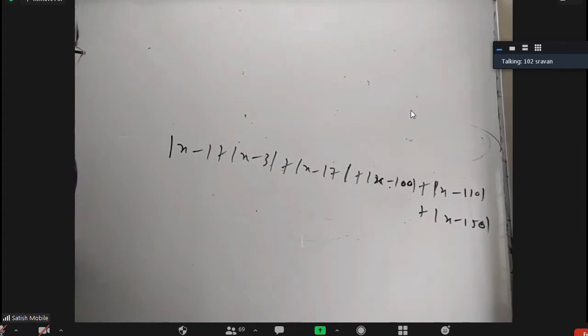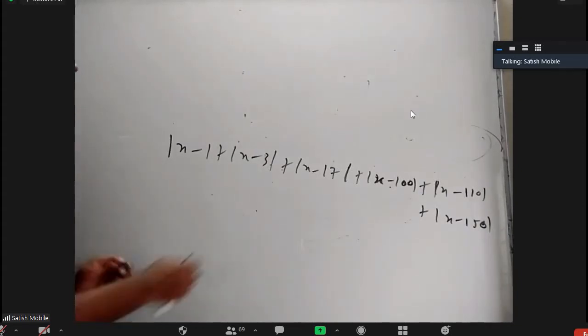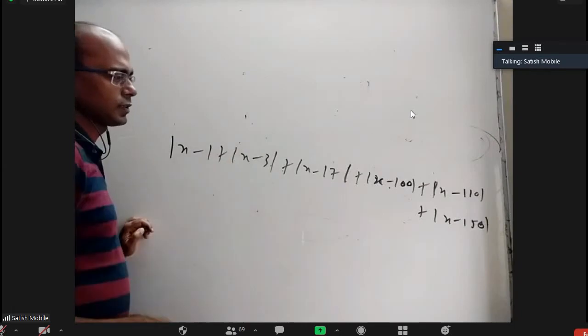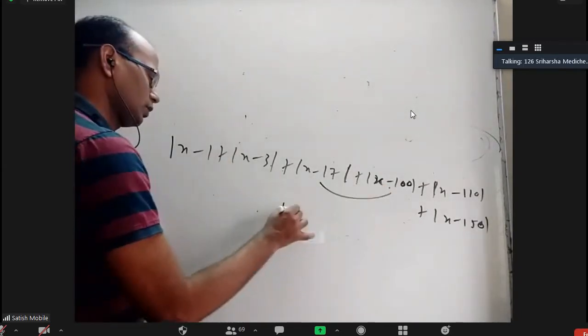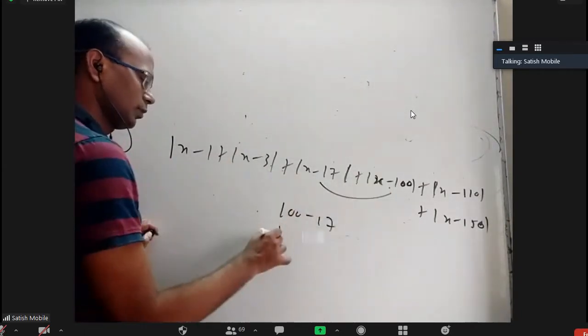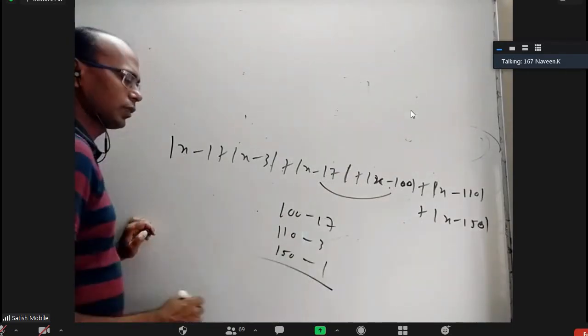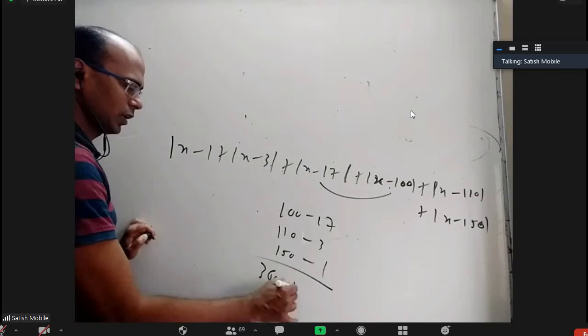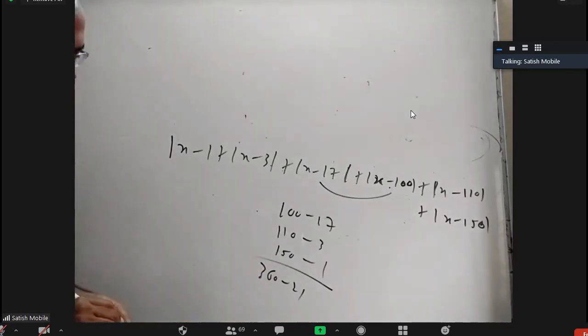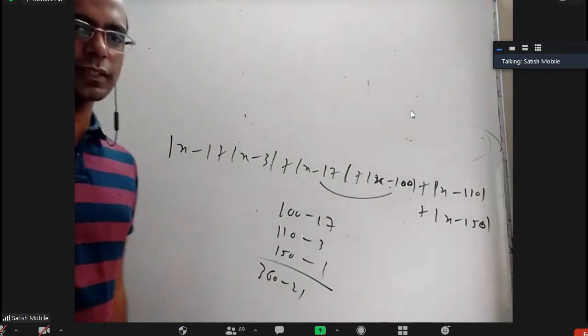339. No? Okay. I will take this one, this one, this one, this. Right? 339, sir. Okay. This one is 100 minus 17. That one is 110 minus 3. That one is 139. Okay. 360 minus 21. 339. Yeah. So we're able to tell just like that, right?